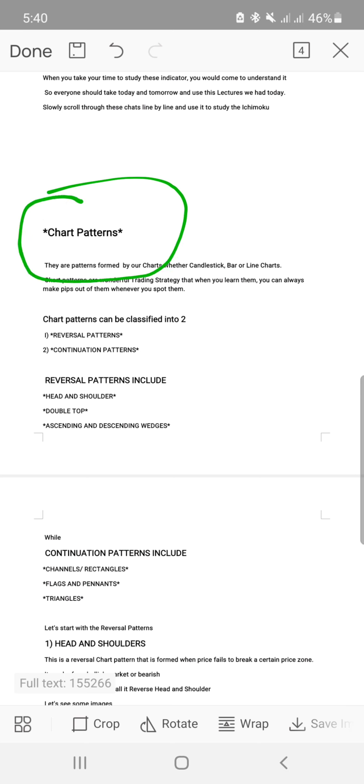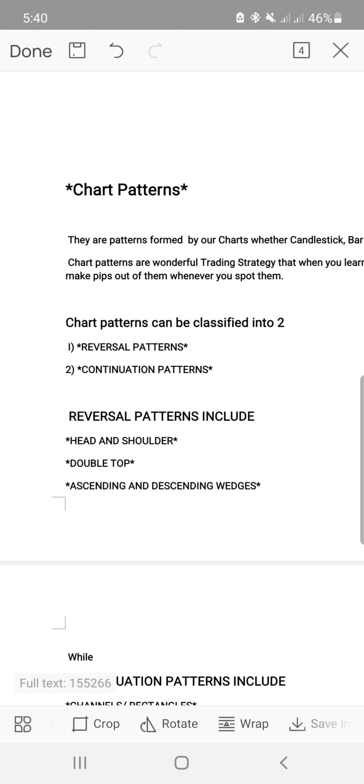Now, chart patterns is one very important topic that helps you to make technical analysis decisions, right? So I'm going to be explaining what chart patterns are, the various types of chart patterns, the benefits of different chart patterns, and how you can use them to enter profitable trades, right? Now we have two types of chart patterns, right? We have the reversal patterns and we have the continuation.